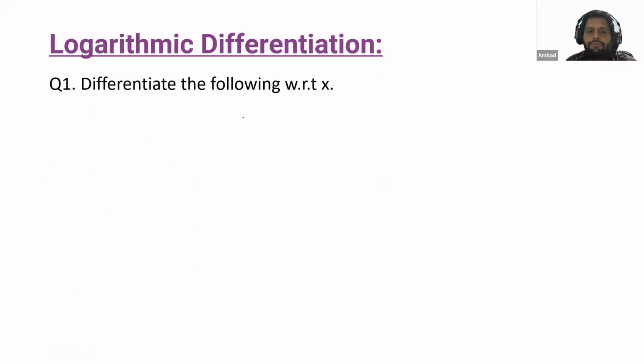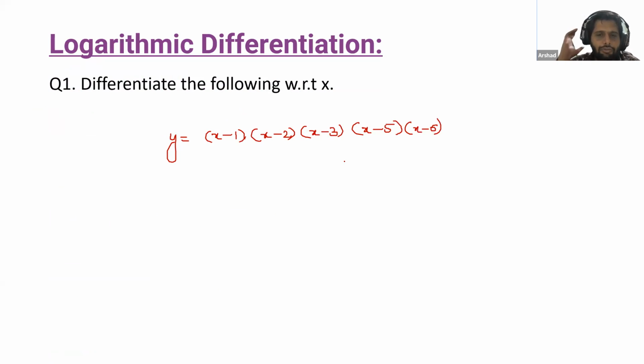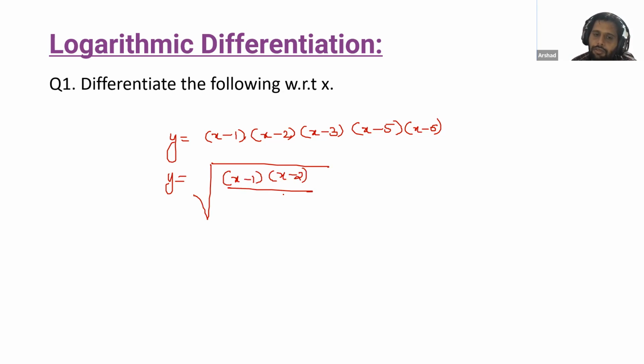Okay. Now, next we have logarithmic differentiation. This is a new topic, logarithmic differentiation. So what we will do here: suppose we have this question, y is equal to (x minus 1)(x minus 2)(x minus 3)(x minus 4)(x minus 5)(x minus 6). Then it is not possible for us to directly differentiate this. How many times will we apply the product rule? We have 5 terms here. Similarly, if we have this type of question, under root, in this we have x minus 1, x minus 2, x minus 3, x minus 4, like this.